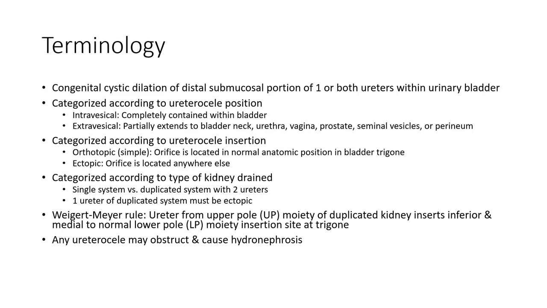Ureterocele is a congenital cystic dilatation of the distal submucosal portion of one or both ureters within the urinary bladder. Categorized according to ureterocele position: intravesical, completely contained within the bladder; extravesical, partially extending to the bladder neck, urethra, vagina, prostate, seminal vesicle, and perineum.